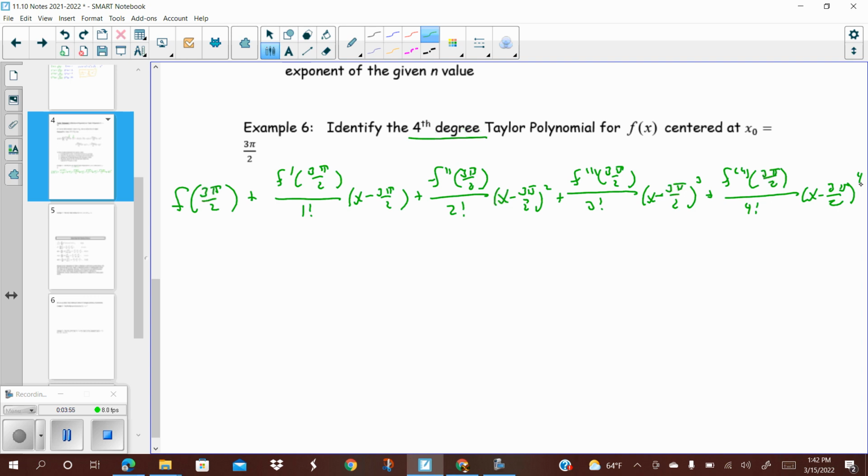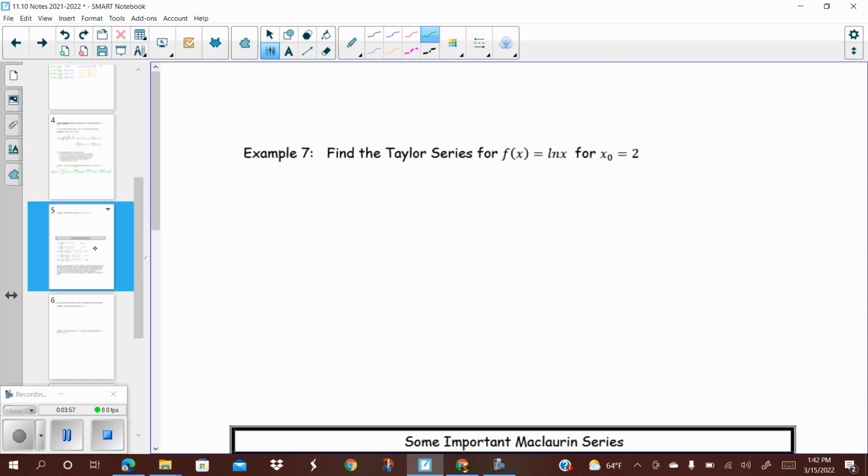All right, so now let's go ahead and try to develop one of these. So we want to find the Taylor series for f of x equals the natural log of x centered at x equals 2. Okay, this is obviously one you could not center at 0 because the natural log of 0 doesn't exist. So the only thing you could do would be to center it somewhere else.